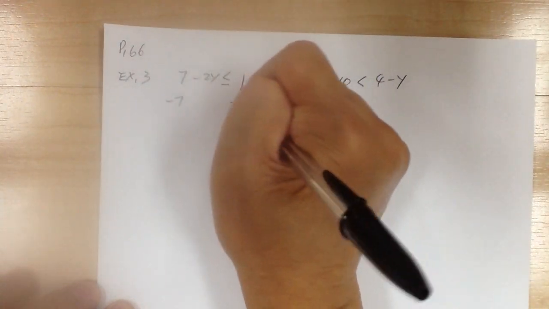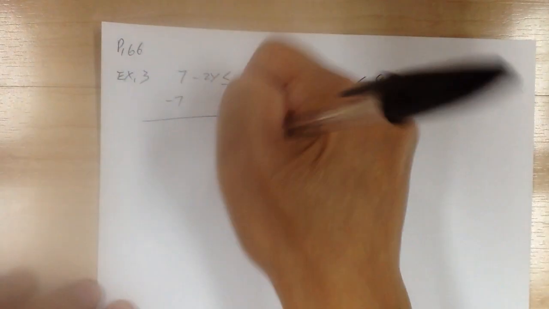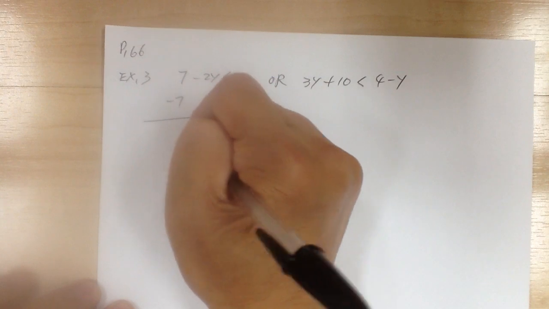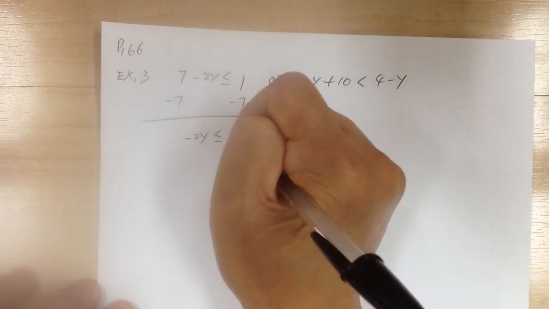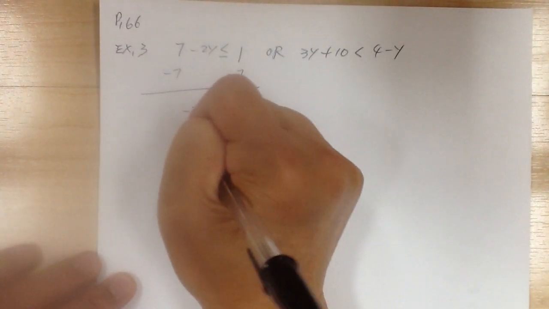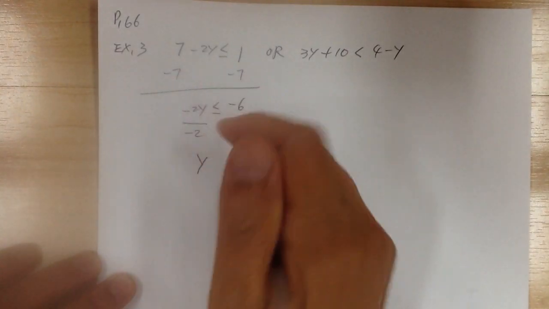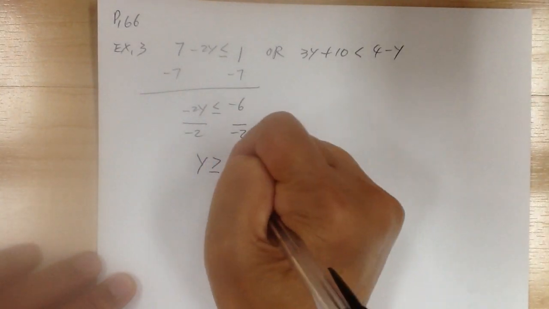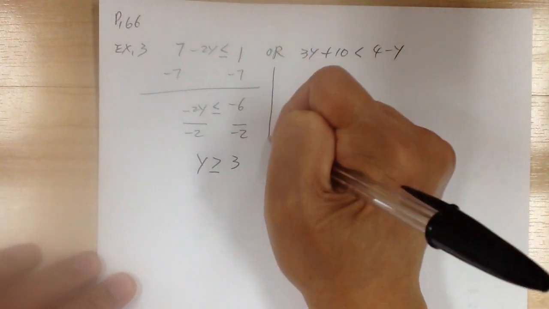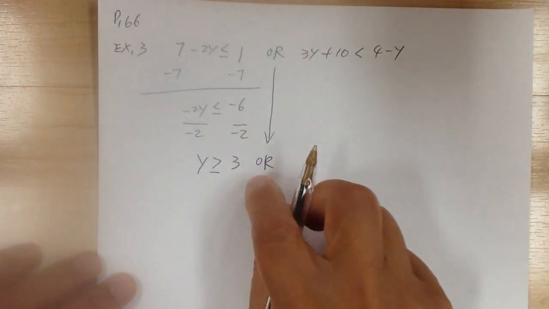So minus 7 on both sides. Again, don't go sideways, go down, and go up with everything. So you got negative 2y is less than or equal to negative 6. Divide by negative 2, divide by negative 2, so y. Now divide by negative, you have to change direction. So change direction, and this will equal 3. And make sure you drop down the or, you got to have that.